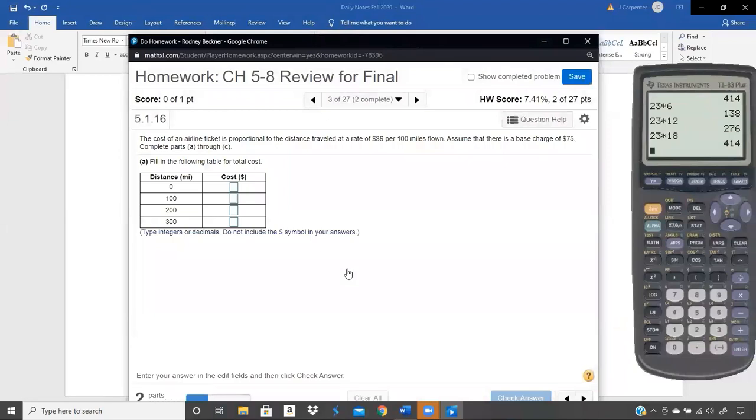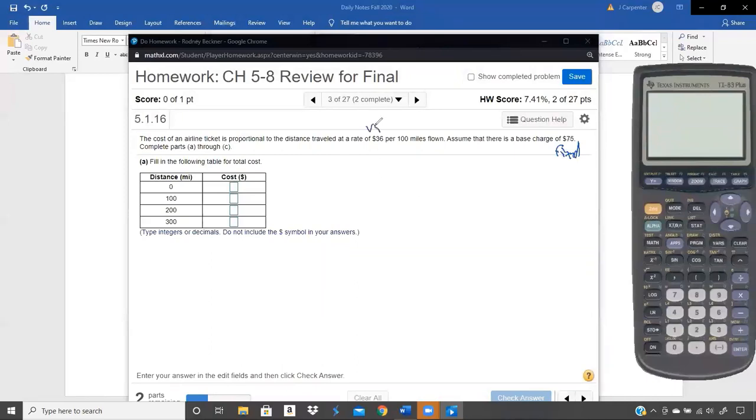The cost of an airline ticket is proportional to the distance traveled, so no inversely, no square, no other nonsense. So this is just a y equals kx setup, or as one doubles, the other doubles. And it's at a rate of $36 per 100 miles flown. Assume there is a base charge of $75, though. So actually, this is not a 100% proportion problem because there is a fixed cost or initial cost here.